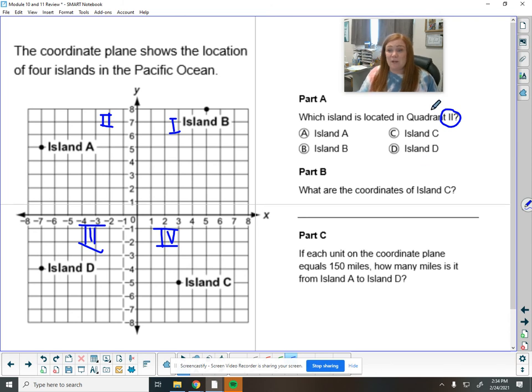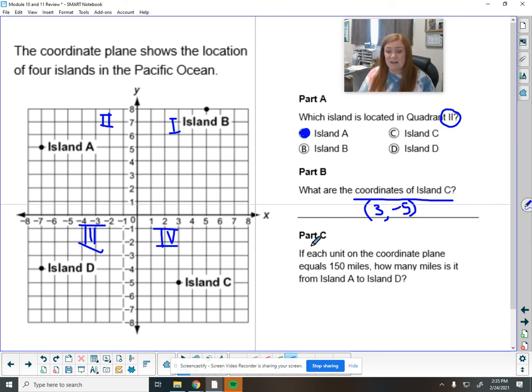So which island is in quadrant 2? Quadrant 2 is negative, positive. Island A is in quadrant 2. Now we need to find C. So go ahead and see if you can figure out the coordinates for island C. So I'm looking, here's island C. We have to go over positive 3, and then we're going down negative 5 here.